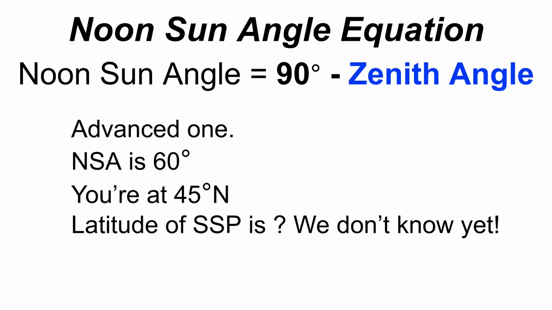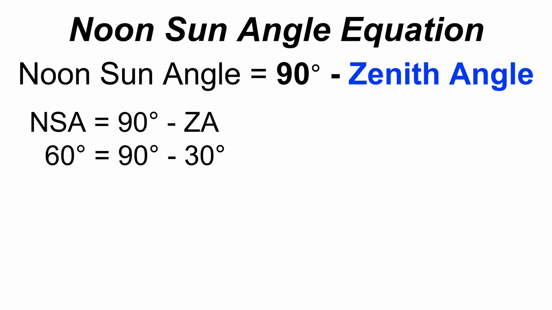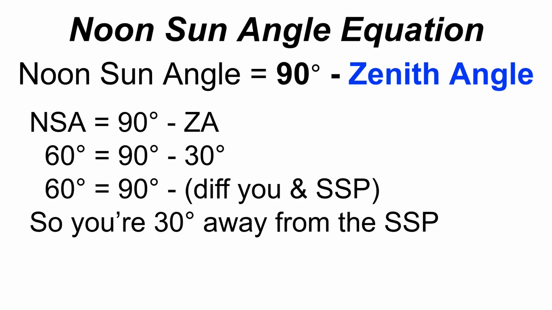So the noon sun angle is 60 degrees. Instead of trying to solve for the noon sun angle, I'm telling you what the angle is. We are at 45 degrees north, and the angle of the sun over the horizon is 60 degrees. Okay, so the noon sun angle equals 90 minus the zenith angle. So we know that the zenith angle equals 30 degrees, and 30 degrees is how far away from the subsolar point you are.